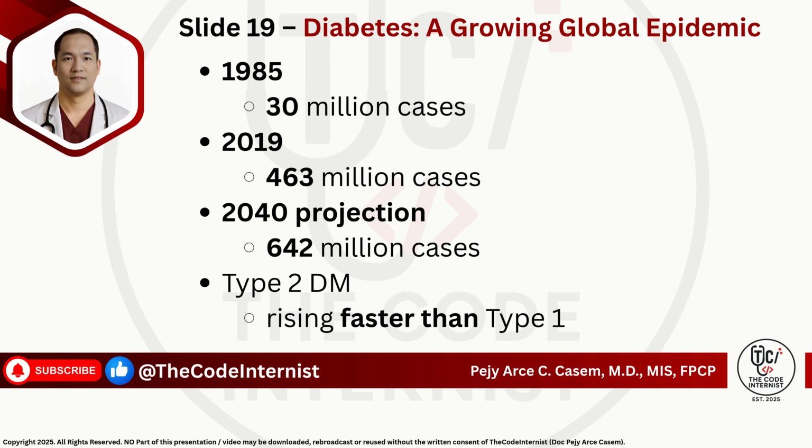Diabetes has grown from a few million in the 1980s to hundreds of millions today. From just 30 million in 1985, we now have over 460 million people living with diabetes worldwide, and by 2040, it's expected to reach over 640 million. Type 2 diabetes is increasing the fastest, largely due to modern lifestyle changes like poor diet, inactivity, and aging populations. Type 1 diabetes is also rising, but not as quickly, although it's now being seen in younger children more often.